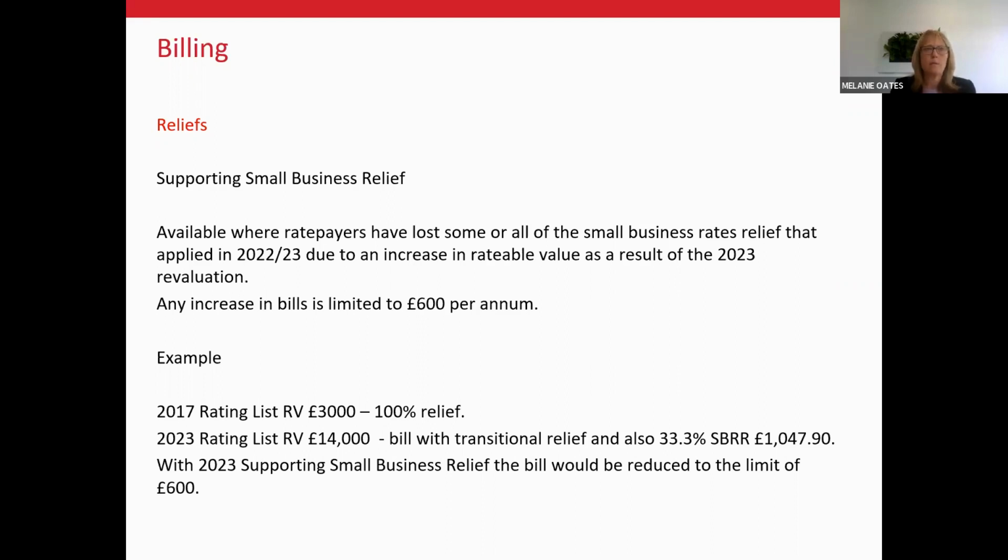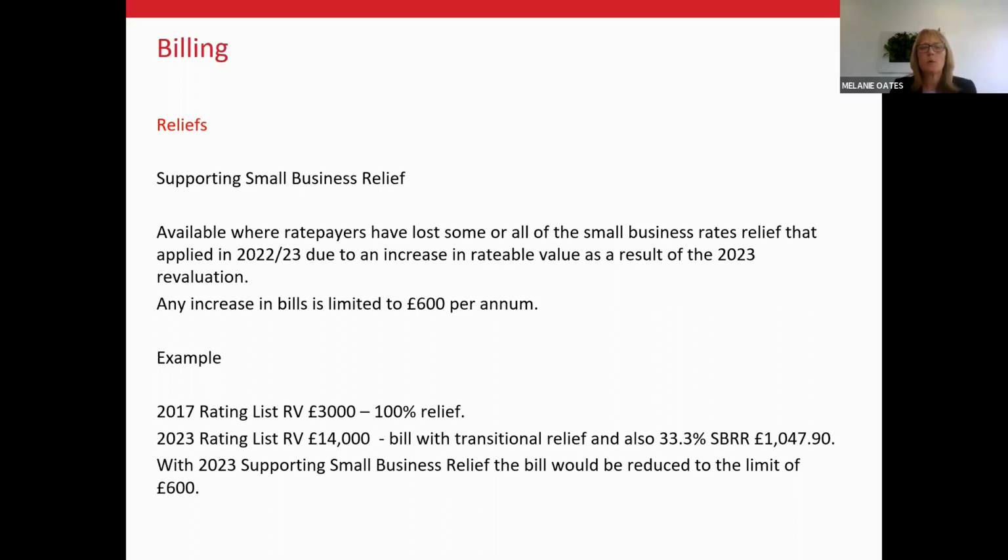Now, the example of this, and I will admit that I've taken it straight from the government literature, because it's a good example to give. If you had a rateable value under the 2017 rating list of £3,000, you would have been getting 100% small business relief. Under the 2023 rating list, because your rateable value might have increased significantly because of the changes, as we've discussed previously, you'd get the transitional relief and also small business relief, but your bill would still go up to £1,047.90. So it's considerably more than the 100% relief, or the zero, that you were paying the last time.